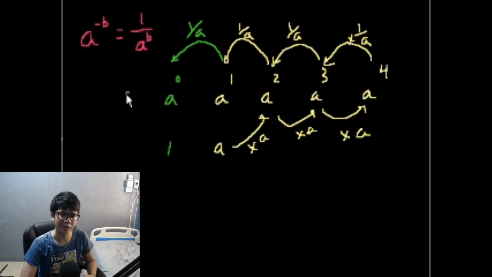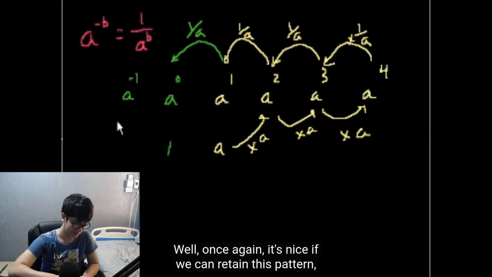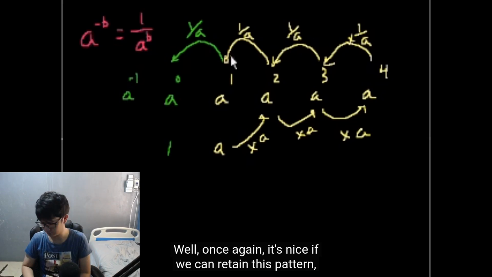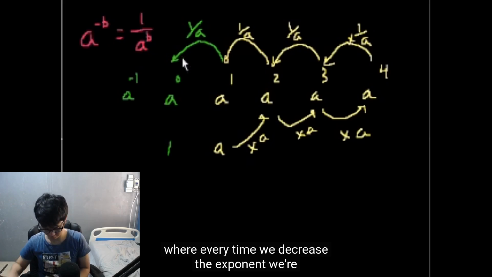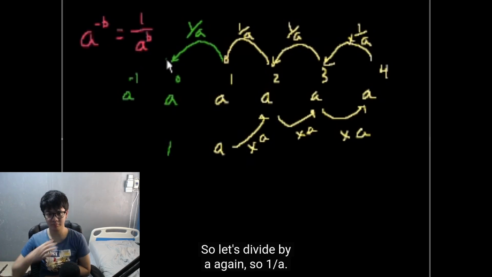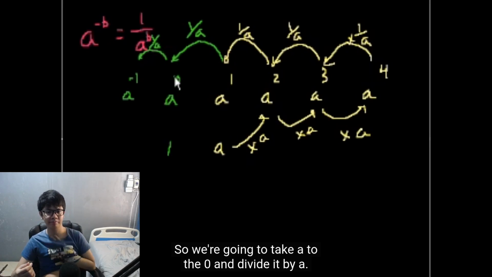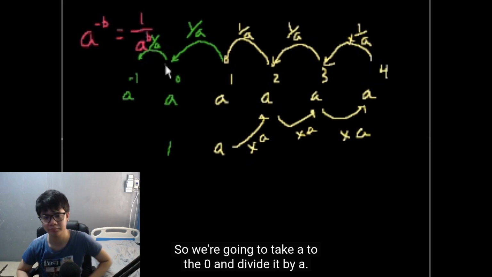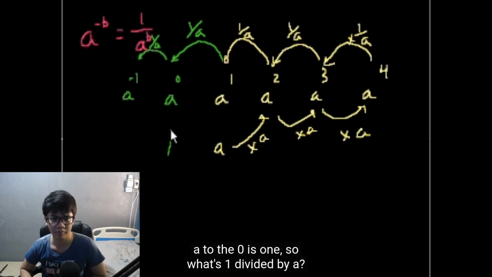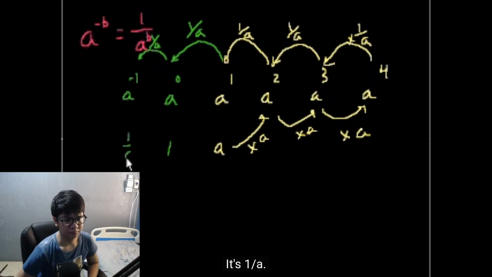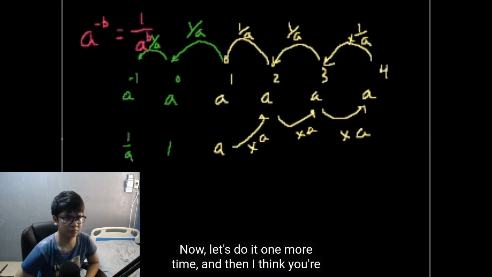Keep going, dividing by a. Well, once again, it's nice if we can retain this pattern where every time we decrease the exponent, we're dividing by a. So let's divide by a again. We're going to take a to the 0 and divide it by a. A to the 0 is 1. So what's 1 divided by a? It's 1 over a.